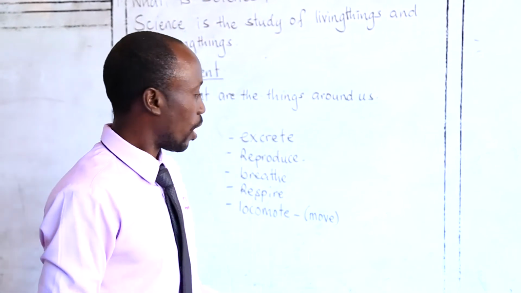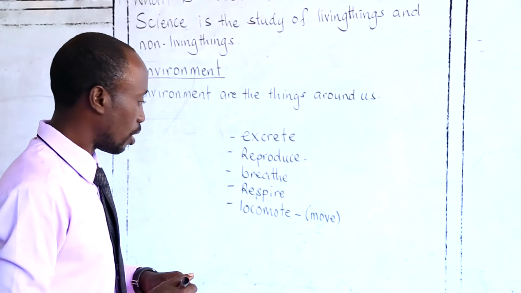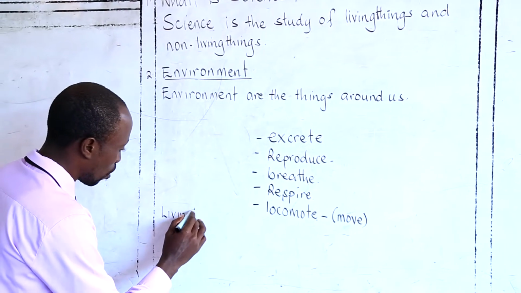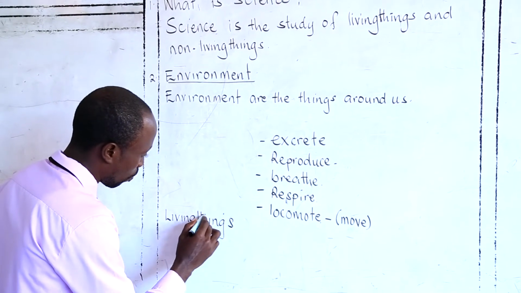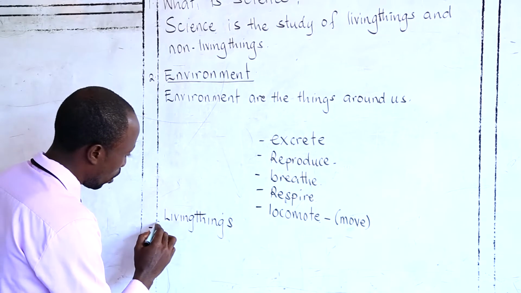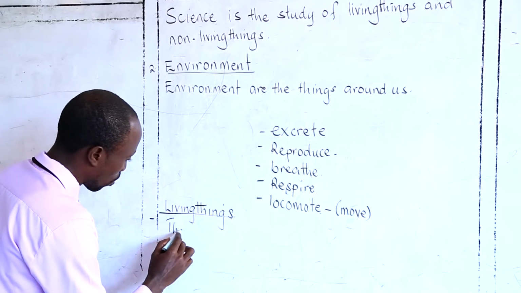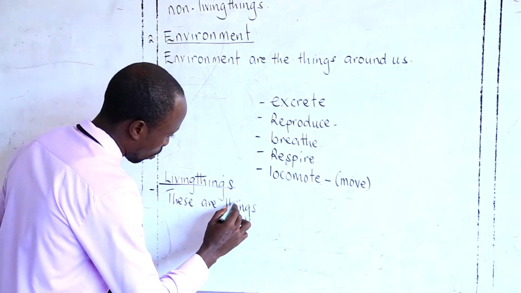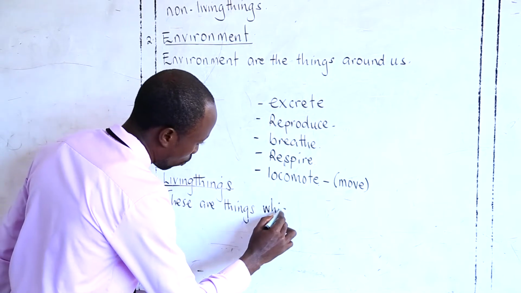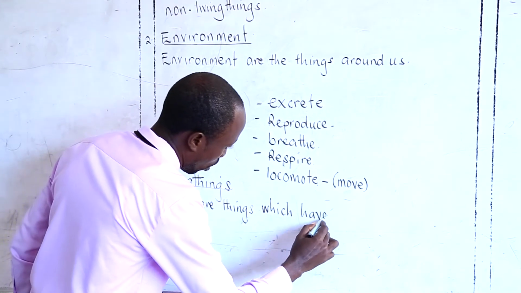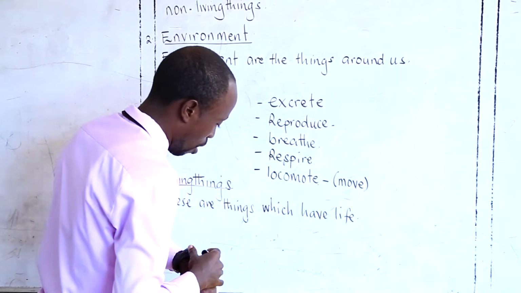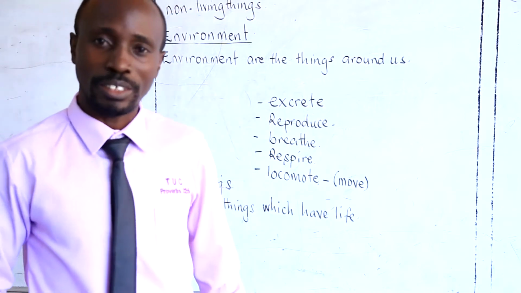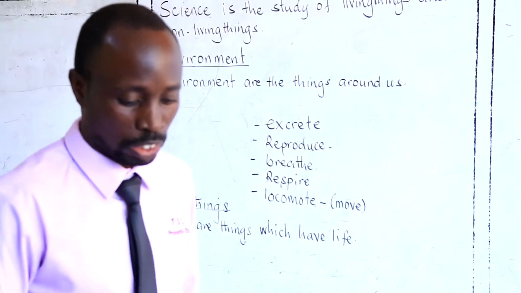Okay? Now, what are the major groups of living things? If we can concentrate now on living things. Living things have life. Okay? We can say these are things which have life. They have life. Okay? Having life, you should have these characteristics and more. Okay? They are not exhausted, and more.